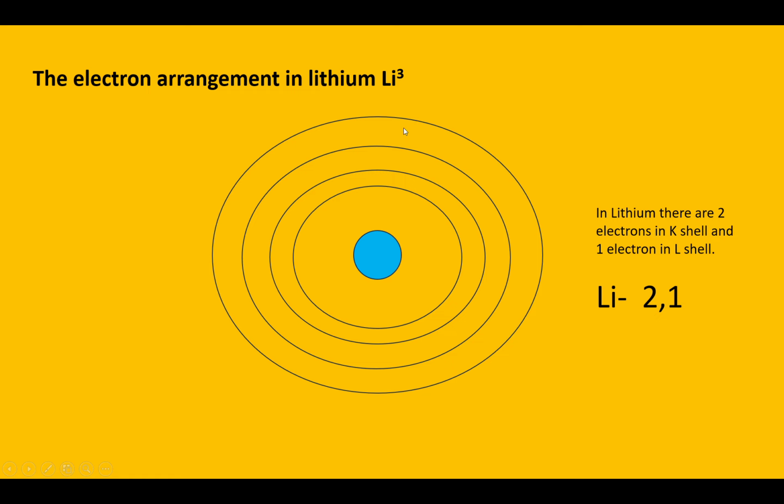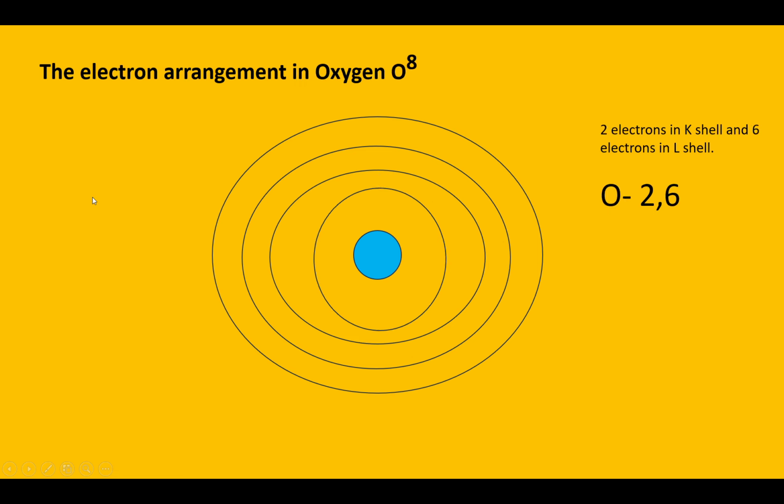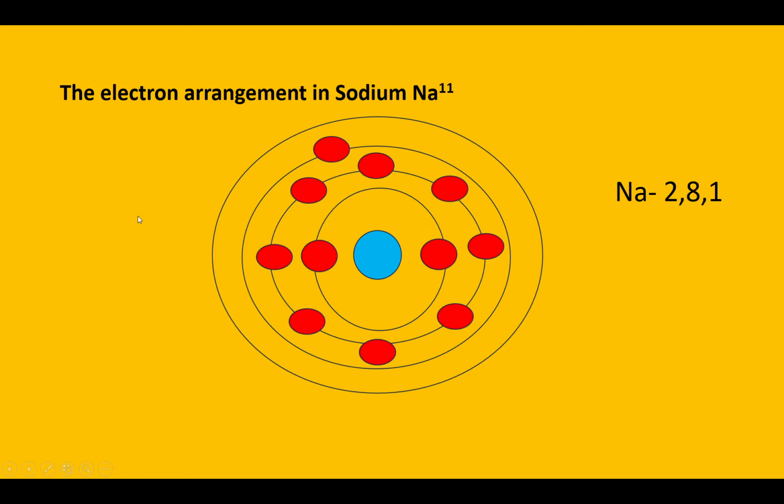Then it's lithium. Lithium consists of 3 electrons, so 2 electrons are present in the K shell, then 1 electron is present in the L shell. So the electronic configuration is written as 2, 1. This means 2 electrons in the K shell and 1 electron in the L shell. If we talk about the oxygen atom, the atomic number of oxygen is 8, so it consists of 8 electrons. Now for the arrangement of electrons, 2 electrons are present in the K shell and then 6 electrons are present in the L shell. So the electronic configuration is written as 2, 6. 2 electrons in the K shell and 6 electrons in the L shell.